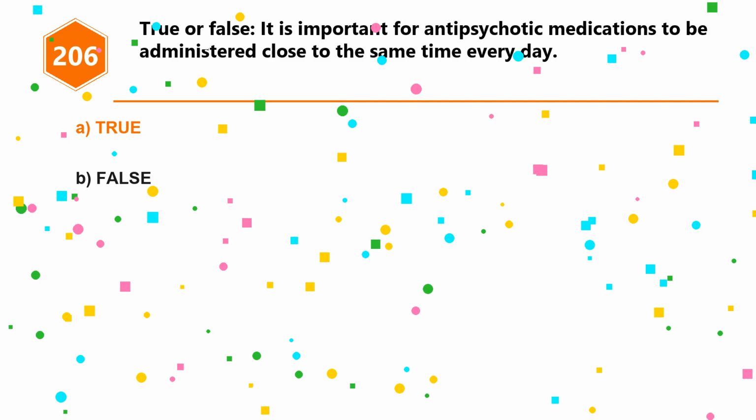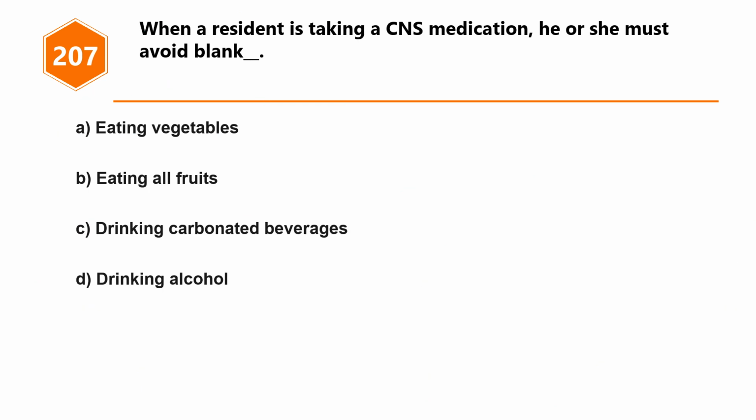The correct answer is option A, true. Question 207. When a resident is taking a CNS medication, he or she must avoid blank blank. Option A, eating vegetables. Option B, eating all fruits. Option C, drinking carbonated beverages. Option D, drinking alcohol.